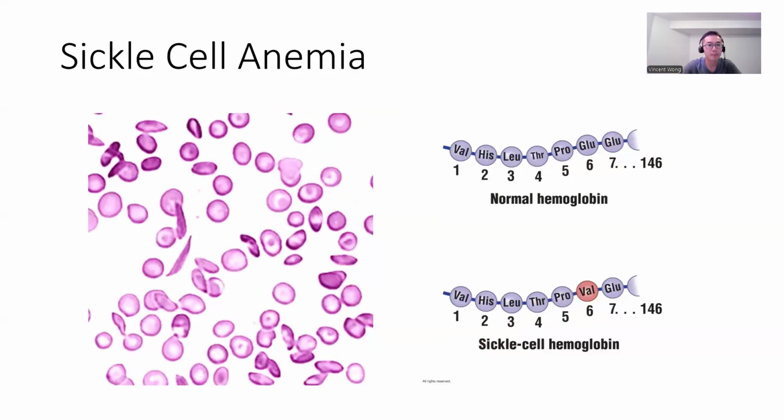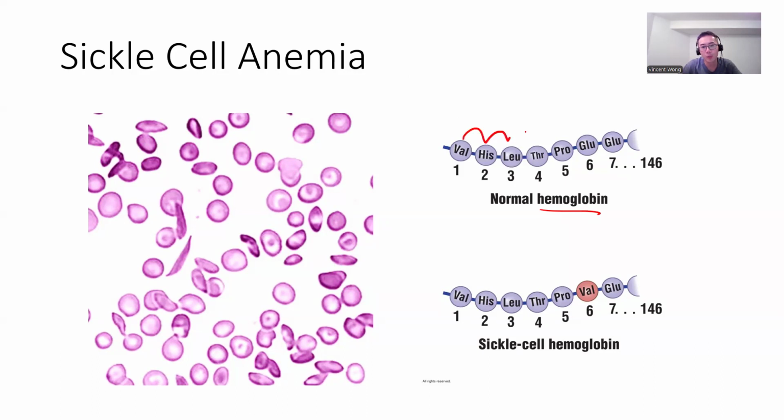Okay, I want to give you another example of how changing the amino acid sequence can have significant consequences. We have something called hemoglobin in our red cells. It's a protein that has four polypeptides in it. Hemoglobin is important for transporting oxygen as well as carbon dioxide. It has 146 amino acids in it. The first amino acid is valine, and then histidine, leucine, threonine.